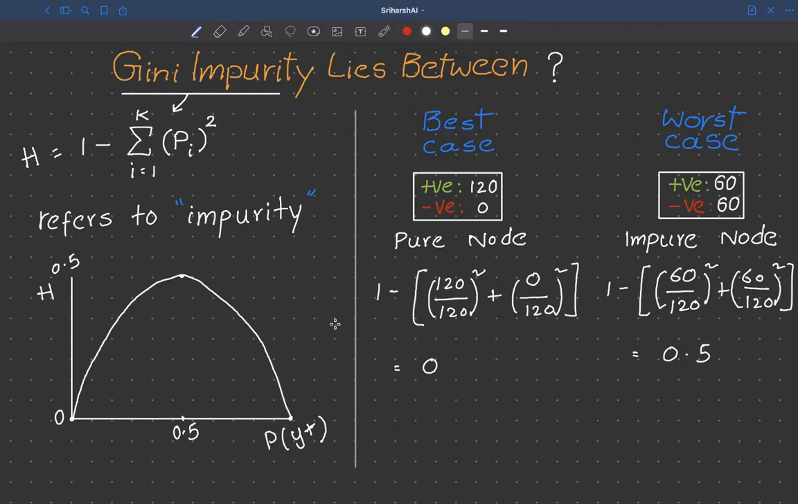Okay, so that's all about the Gini impurity range. Thanks.